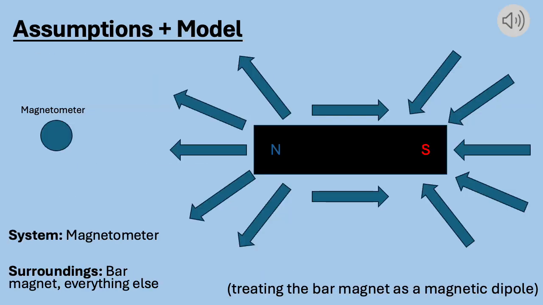I tried to make a bit of a visual model of what we're looking at. So that little circle is our magnetometer, which is in our phone, and then that is our bar magnet, showing how the arrows are going from the north to the south. So this is a bit of a visualization of what's going on. Our system is the magnetometer, and the surroundings are the bar magnet and essentially everything else, but we're only looking at the bar magnet, and we're treating the bar magnet as a magnetic dipole.